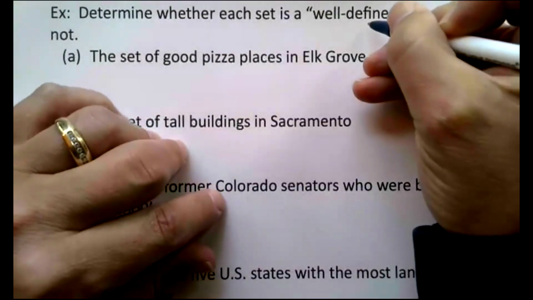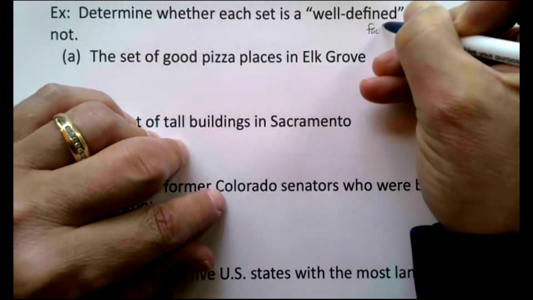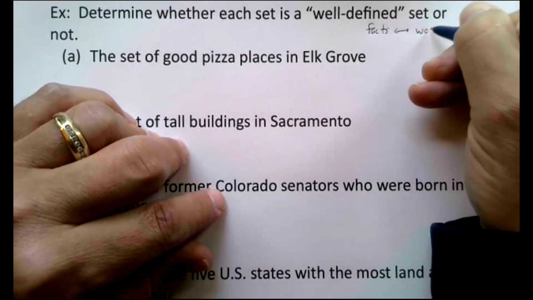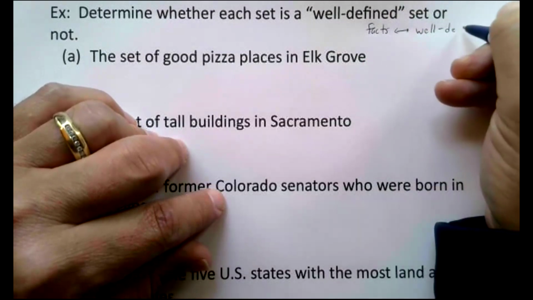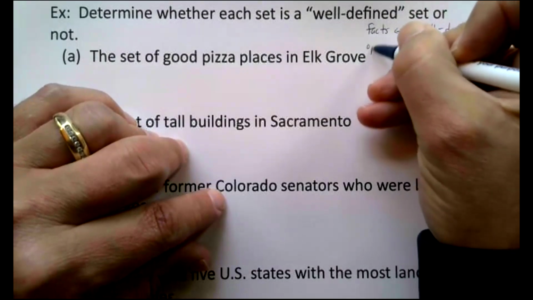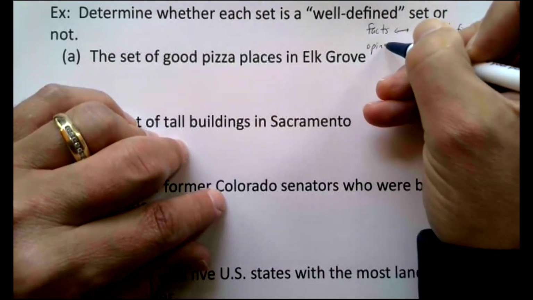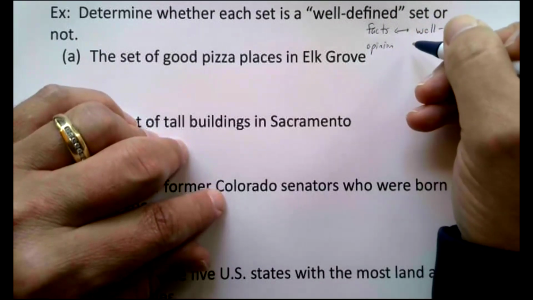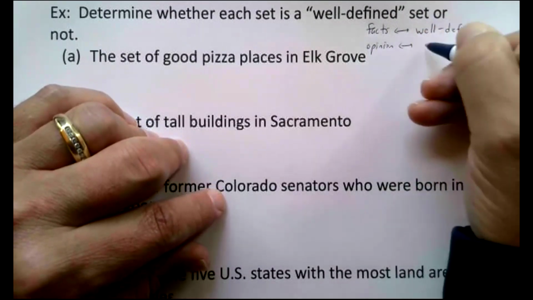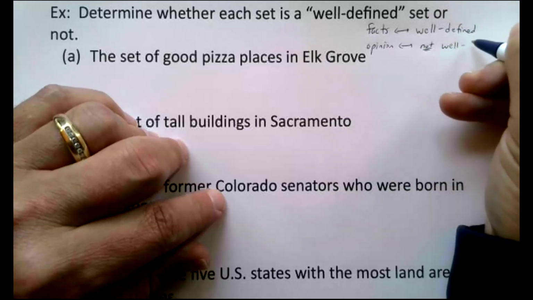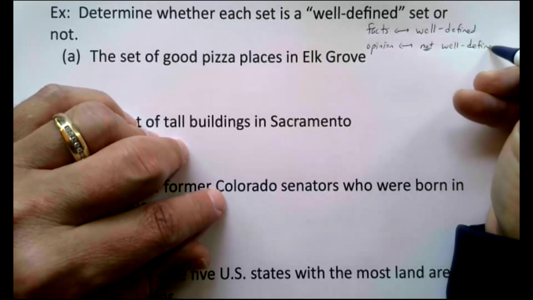Let me kind of write that down over here. If the description of the set has only to do with facts, it is well defined. If the description of the set has to do with someone's opinion, it is not well defined. It is not a well defined set.